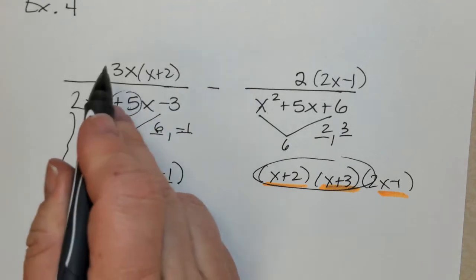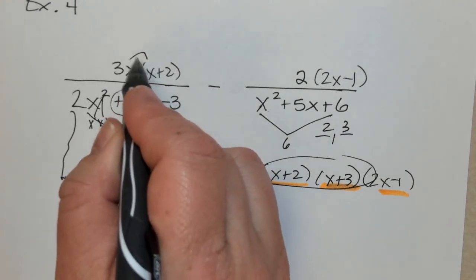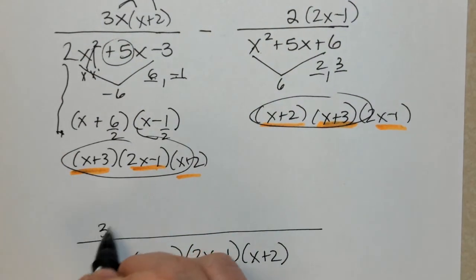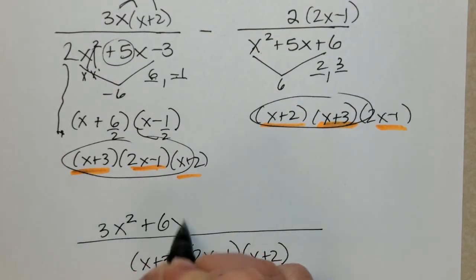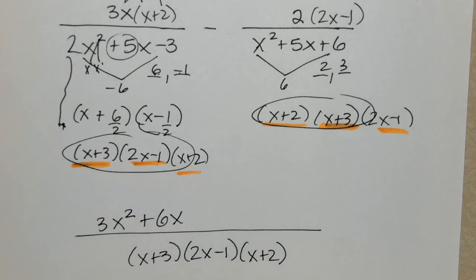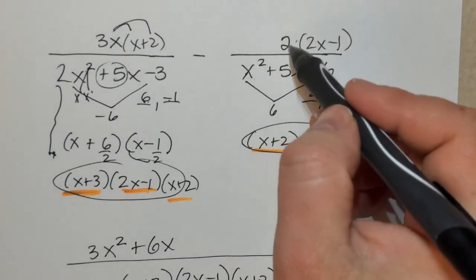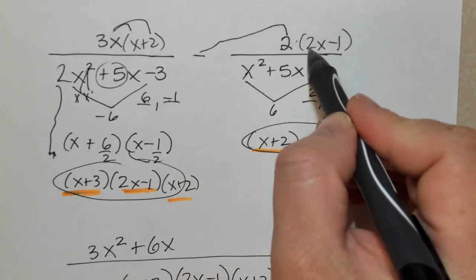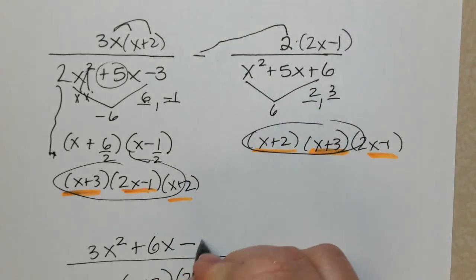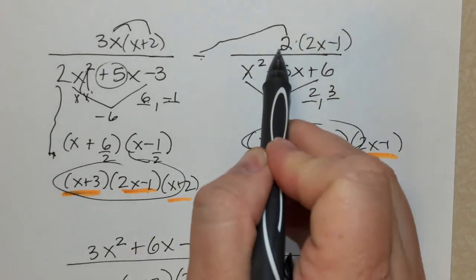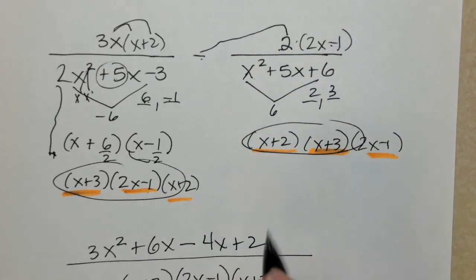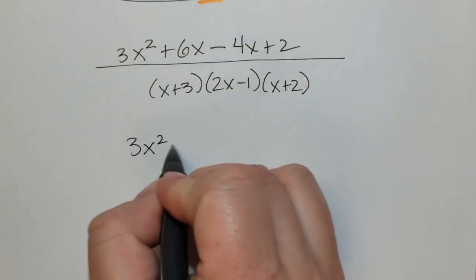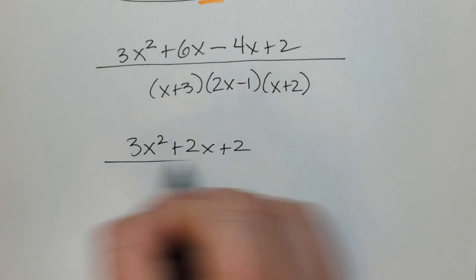2x minus 1, and x plus 2. On top, I'm going to take time really quick to distribute this. I end up with 3x squared plus 6x. And I can do the same back here, but remember, we're not just distributing a 2, it's actually a negative 2. So negative 2 times 2x is a negative 4x. Negative 2 times negative 1 is a positive 2. Combining like terms, I have 3x squared plus 2x plus 2.